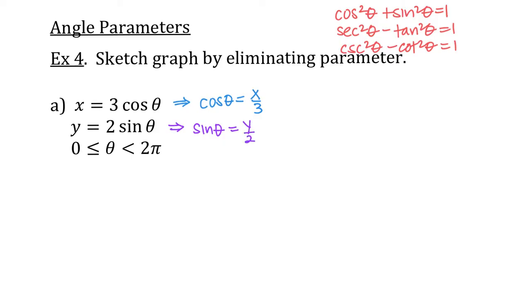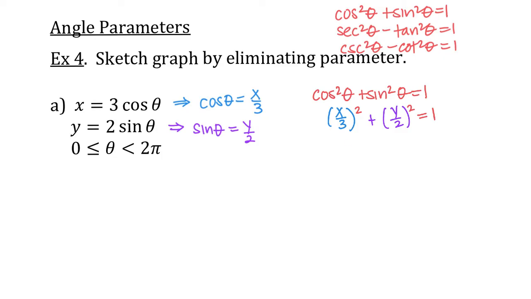I'm trying to create a rectangular equation using these parameters. Because I have cosine and sine, I'm going to use this identity because this is an equation I know to be true. So by plugging into this equation, it will create another true equation. Okay, because I found that cosine theta is equal to x over 3, then (x over 3) squared plus (y over 2) squared must equal 1.